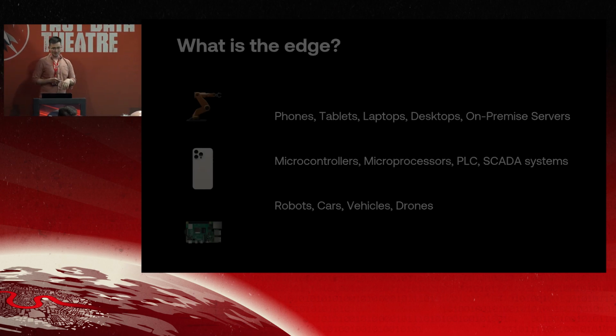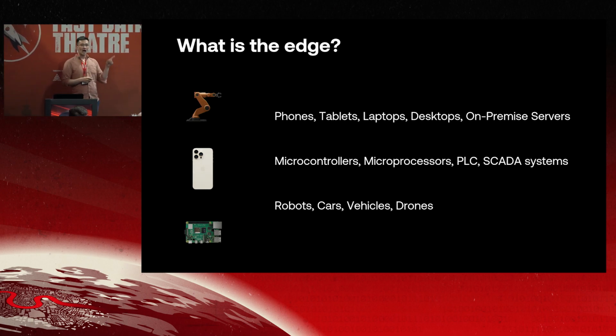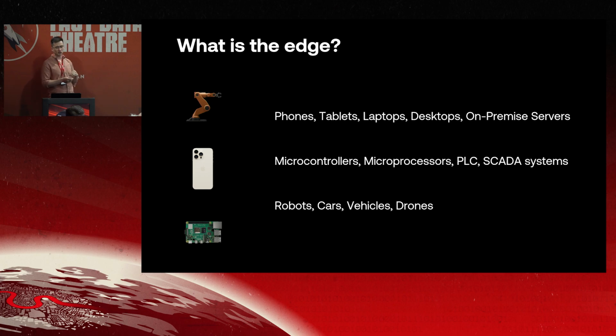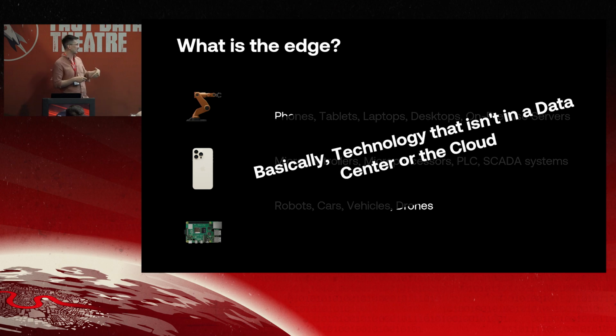To level set, because some of you are just curious about the edge, I'm going to define what edge means for everyone. If you've seen devices like these, they should make sense to you: phones, tablets, desktops, on-prem servers, microcontrollers, Raspberry Pis, microprocessors, programmable logic controllers, SCADA systems, robots, cars, what have you. With our cloud, we generally call edge anything that is not technology living in the cloud, so not in a data center or the cloud, for our presentation purposes.